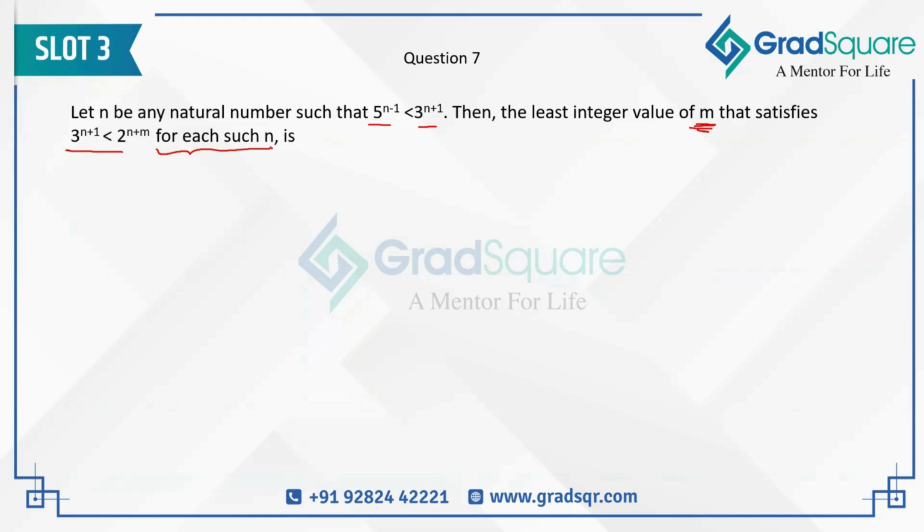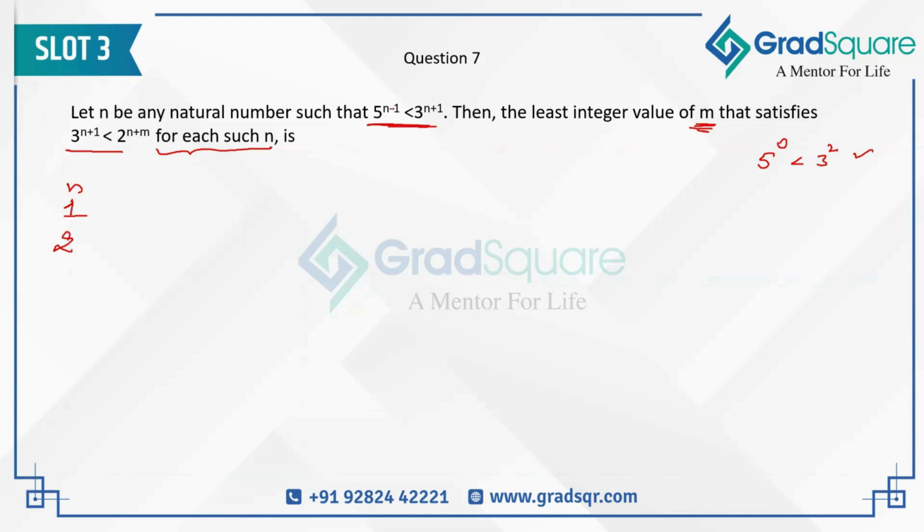So let's first understand what happens if I put a variety of values of n in the first equation. n is a natural number, that means you will have to start with the value of n as 1. It should satisfy this equation. If I put n as 1, I'm going to get 5 to the power of 0, which is less than 3 to the power of 2, which is 9. It satisfies. I take that as a fair value of n.